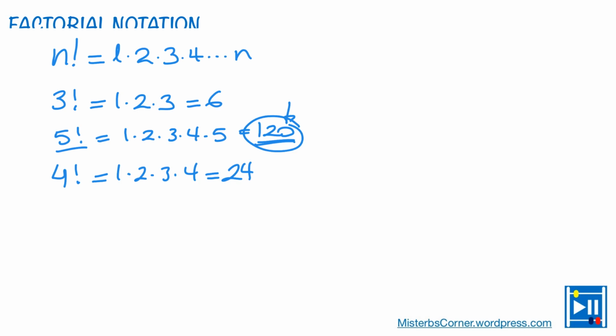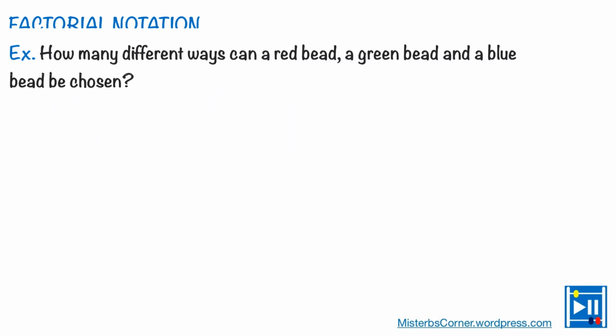Factorials by themselves are used to calculate the number of arrangements of a given number of objects. For example, how many different ways can a red bead, a green bead, and a blue bead be chosen? So for 3 different objects, it's not that hard.